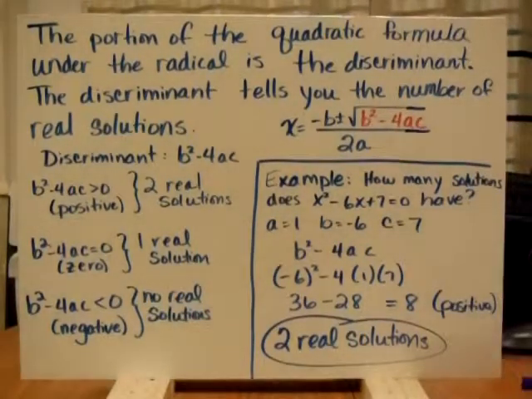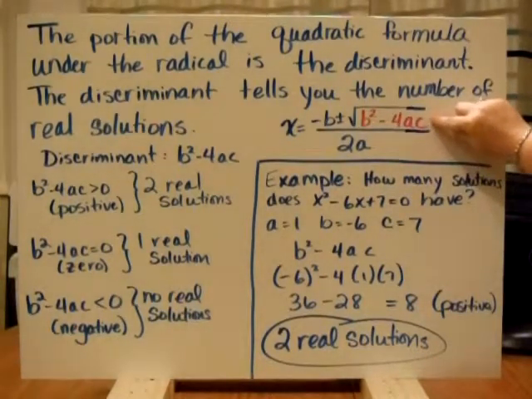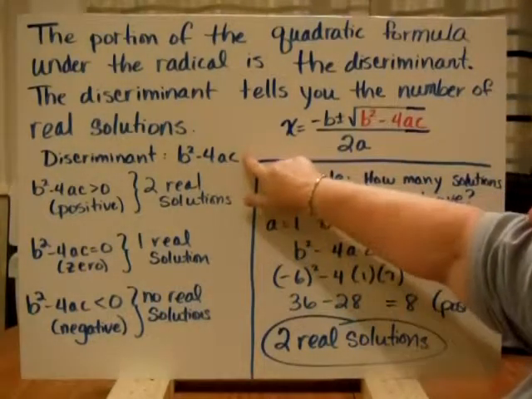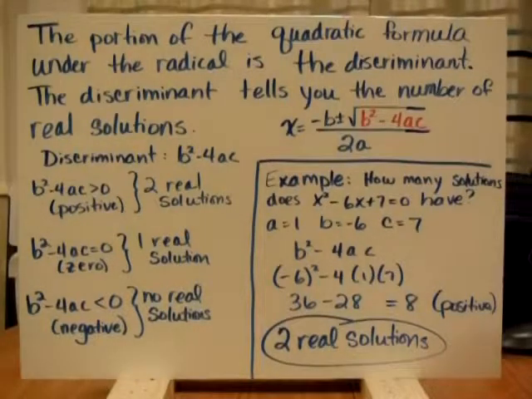Okay, the discriminant we're just going to talk about briefly. It's the portion of the quadratic formula under the radical. It's the part I've written here in red. This is the discriminant. And I also wrote it over here again. The discriminant is b squared minus 4ac.